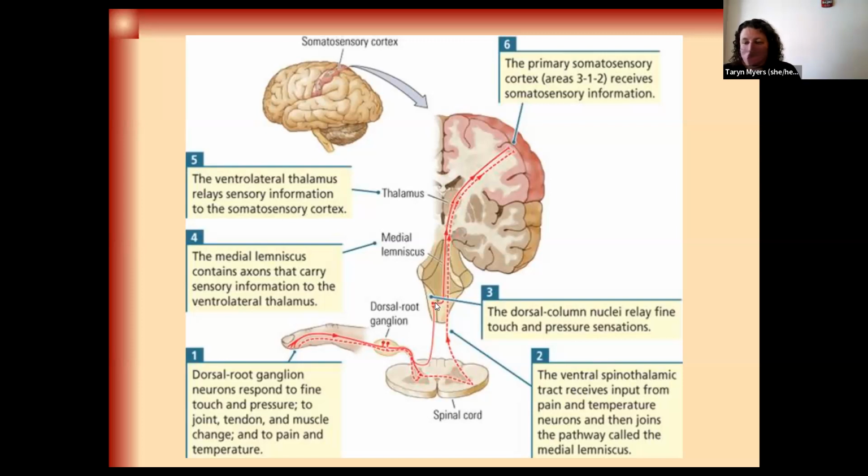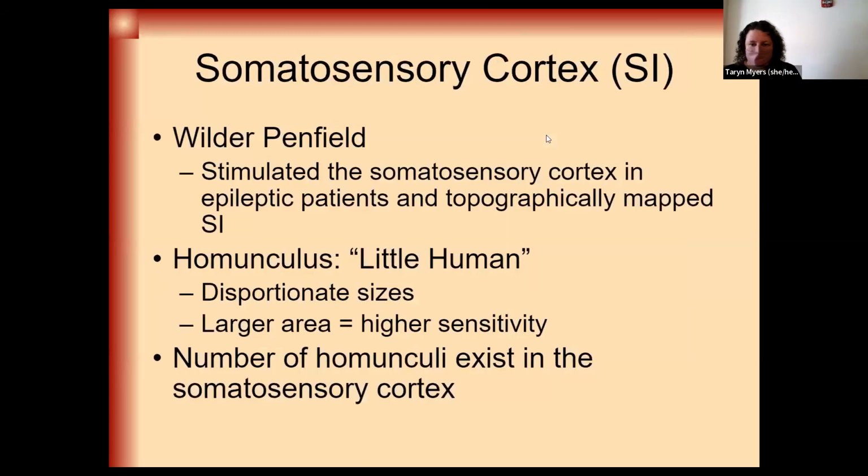The dorsal column nuclei relay those. So again, it's not one big neuron going up there. There are various other nuclei relaying the information. And then that primary somatosensory cortex receives that information. The thalamus relays sensory information to that somatosensory cortex. Oh, sorry, I jumped over here. So the primary somatosensory cortex is last. You would next get axons that carry it to the thalamus, then the thalamus relays it over to the somatosensory cortex. Sorry, they didn't really put these in any discernible order from when you're talking.